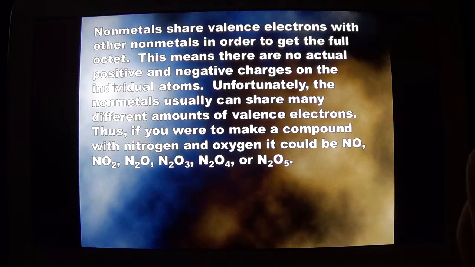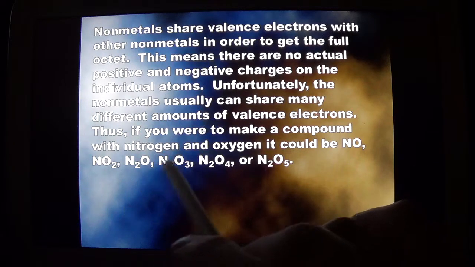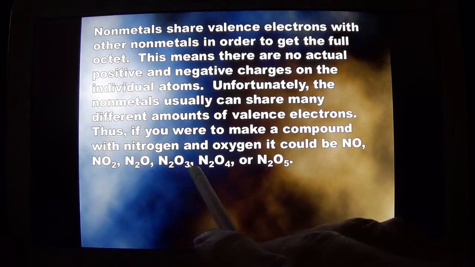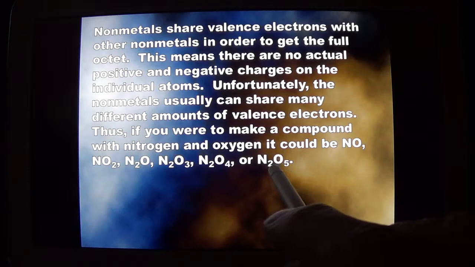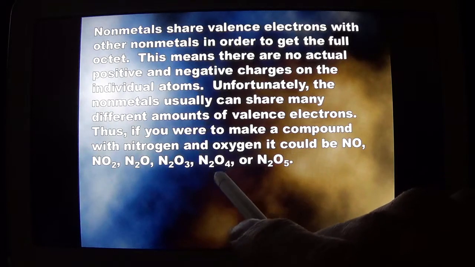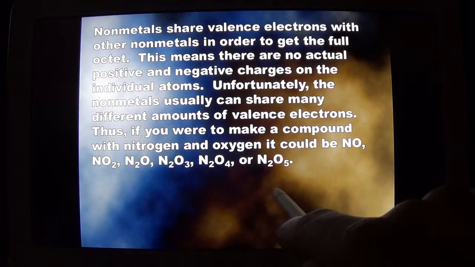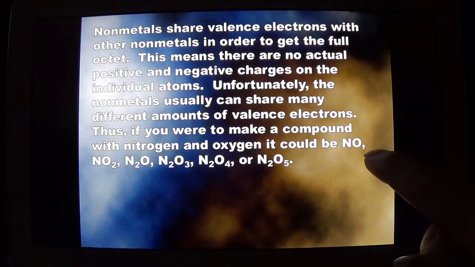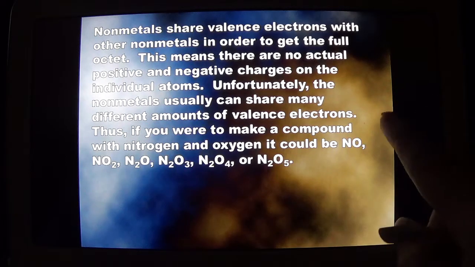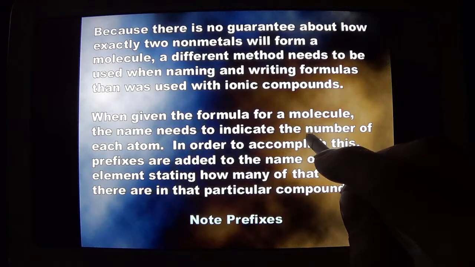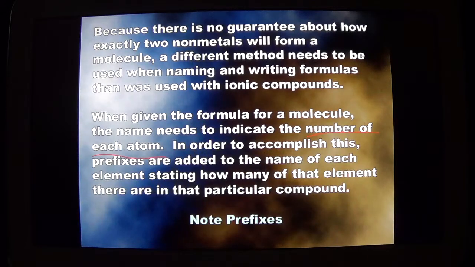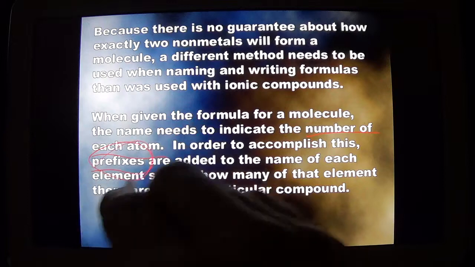When nonmetals share electrons, so they don't transfer, they share, there's lots of possibilities. For example, with nitrogen and oxygen, here's just a few of the possibilities that you could find for the way they combine. So unlike ionic, where there's a definite charge on each element and you could crisscross and reduce, you can't do that here because of the many possibilities. So what we do is we give the name of the formula a way to indicate the number of each atom in the formula. So we're going to use prefixes.